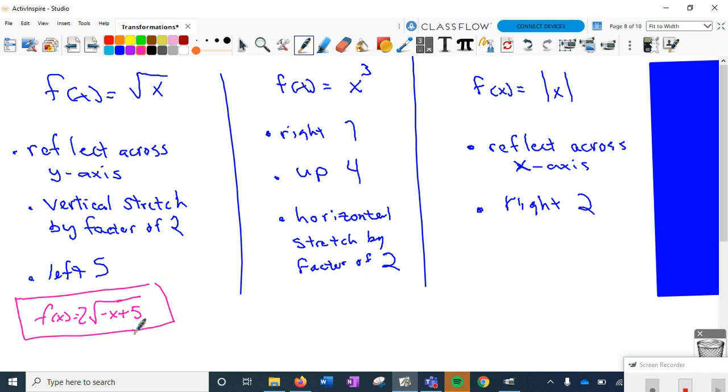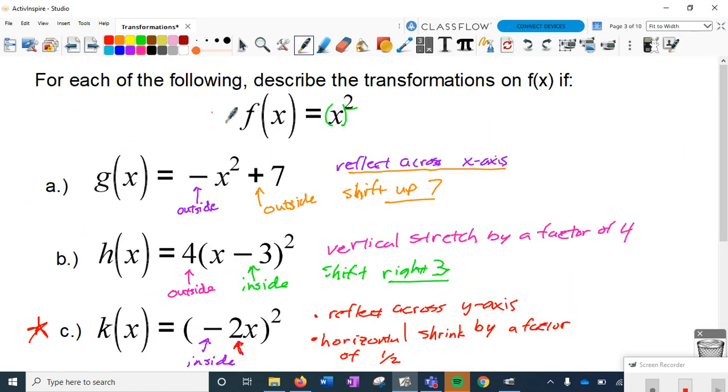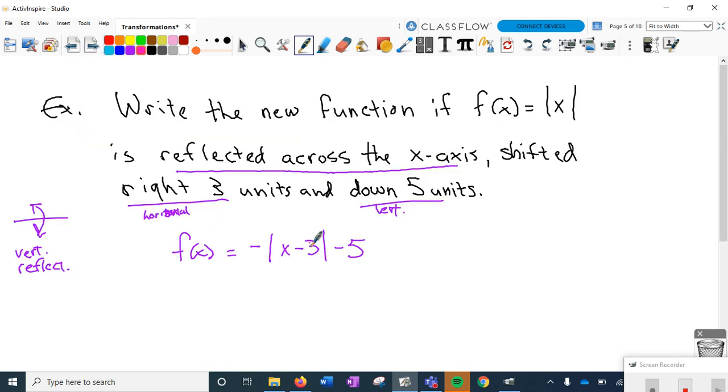Okay? These are the kinds of things you're going to have to do in the assignment today. So again, we got to be able to go both directions. I got to be able to describe the transformations from an equation. I need you to be able to do that. Here's 2 equations. You tell me what changes are happening, and I need you to be able to write a new equation if I tell you what changes need to occur.